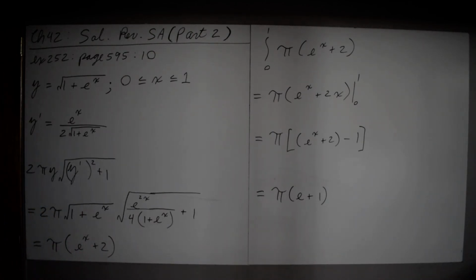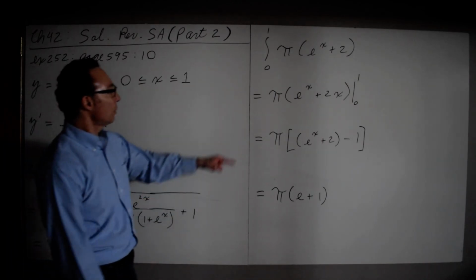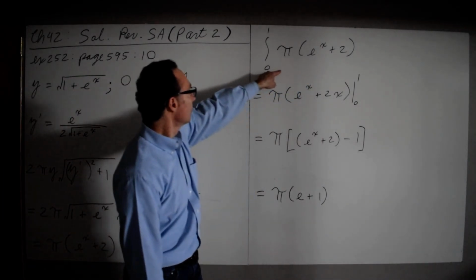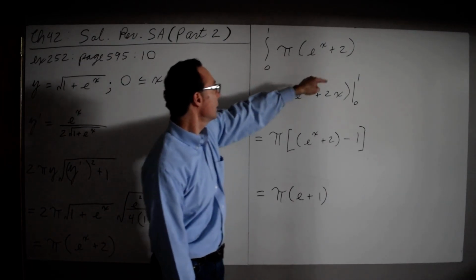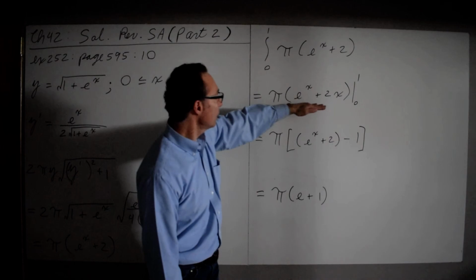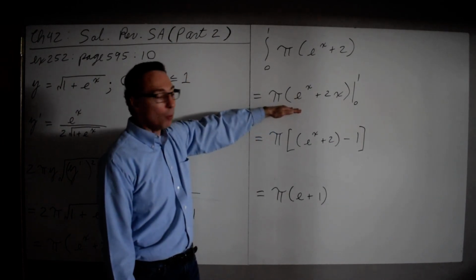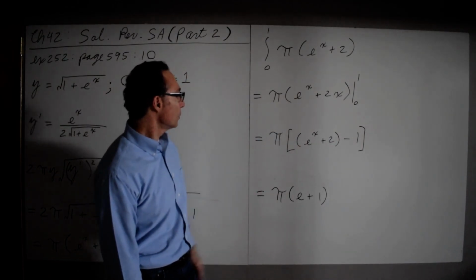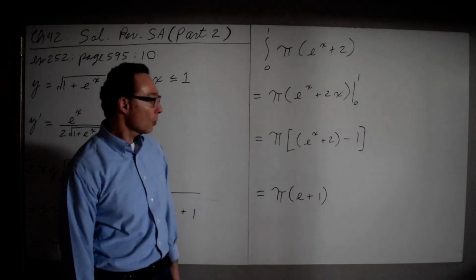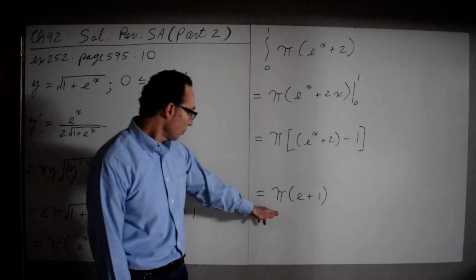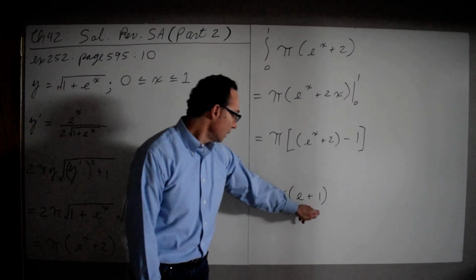If you're having trouble getting from this step to this step, ask me in class and I will go over that with you in more detail. So we integrate this expression. We just have an exponential function plus a constant. Finding an antiderivative is not very difficult. Then we substitute 1 and we substitute 0 and we subtract. And it simplifies to pi times e plus 1.